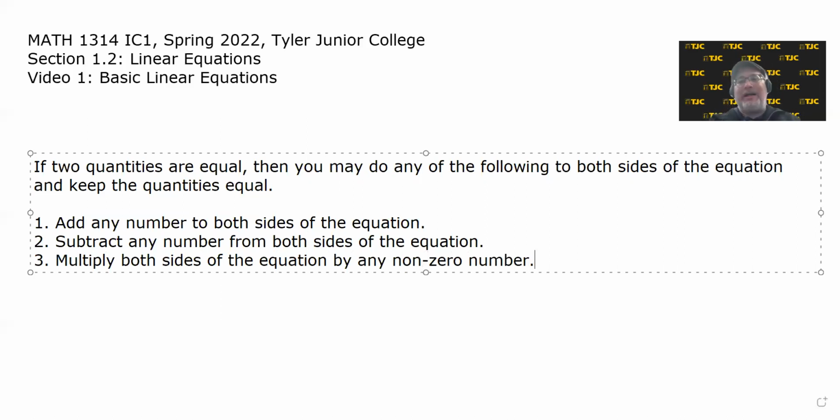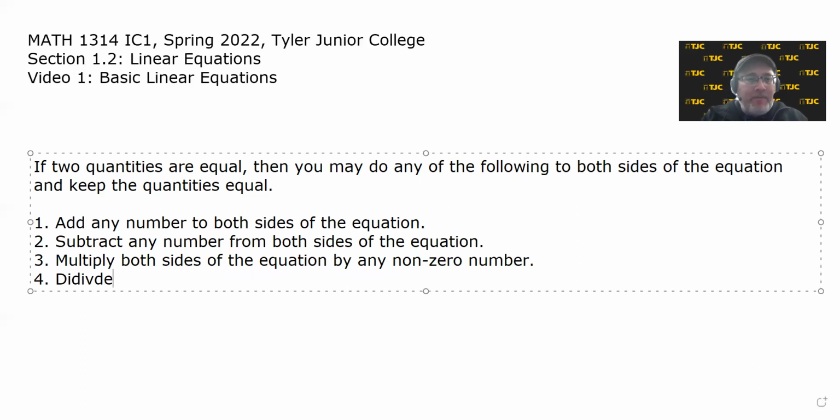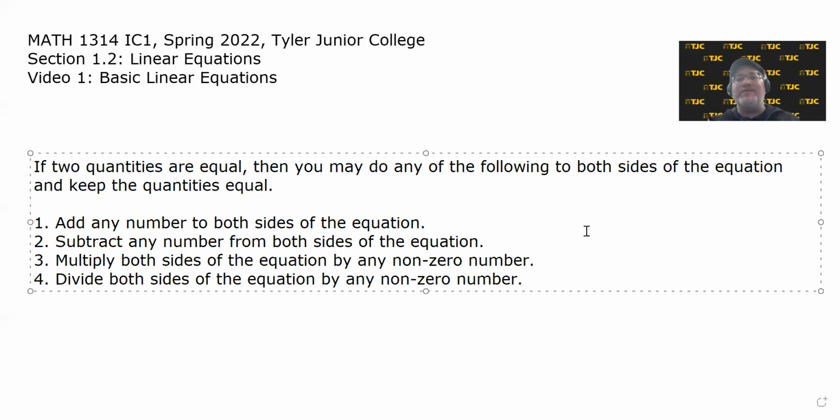Now, you can multiply both sides of an equation by 0, but then it instantly turns the equation into 0 equals 0, and all of your variables get annihilated. And then lastly, divide, told you I can't type worth anything, both sides of the equation by any, and you guessed it, non-zero number. In this case, it's because division by 0 is undefined. So what we're going to do in this video is illustrate each of these four moves individually. And in the next video, we'll talk about what to do when we have to do multiple moves in a particular equation.